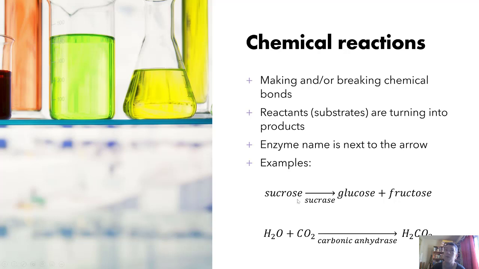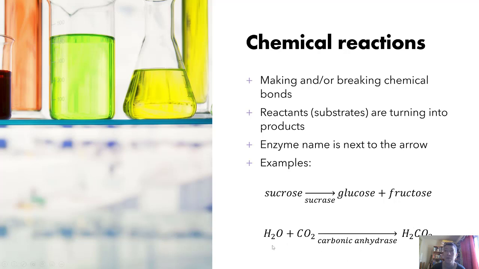The substrate sucrose is turned into the products glucose and fructose. The enzyme sucrase helps to speed up that reaction so that it will happen quickly. This is an example of a digestion reaction.